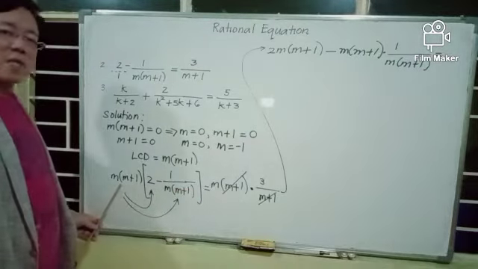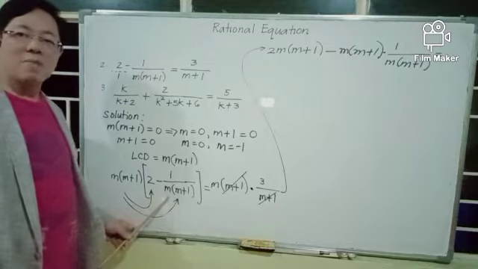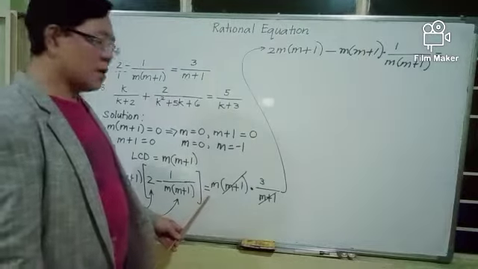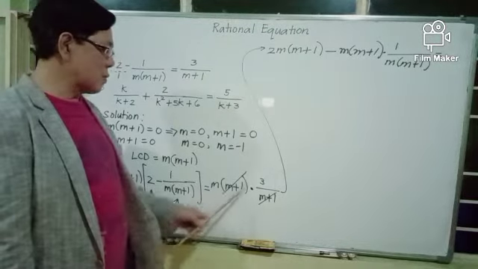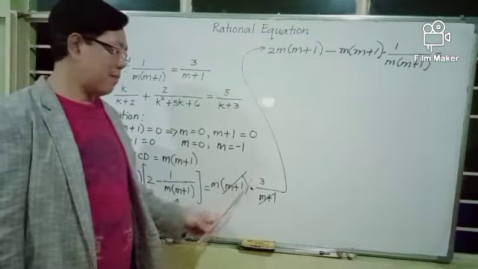The second term is m times m plus 1 multiplied by 1 over m times m plus 1. And the right hand side simplifies to 3m. m times 3 is 3m.